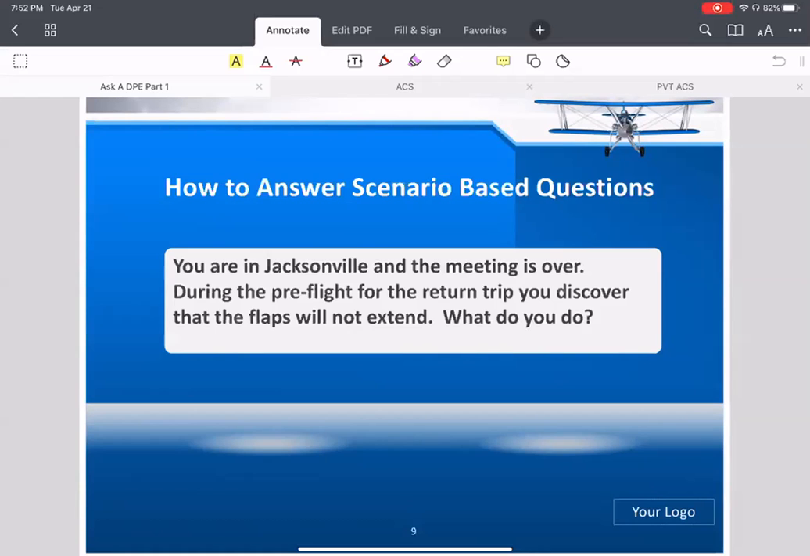And that's where, when we come up with these scenario-based questions, we're looking at knowledge that someone should have and seeing if they can use the knowledge, not just have it memorized, but actually pull it up and apply it to the situation.